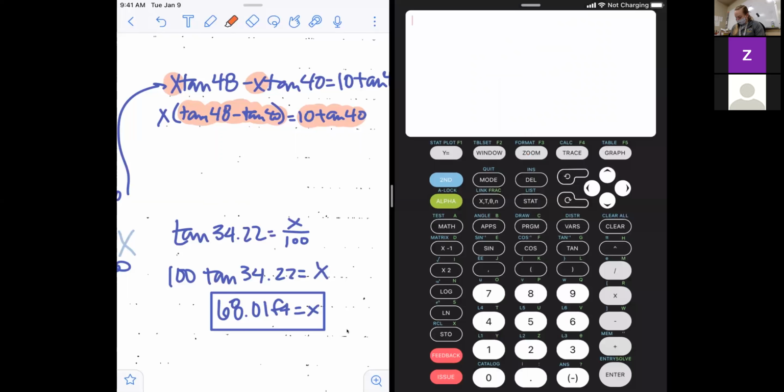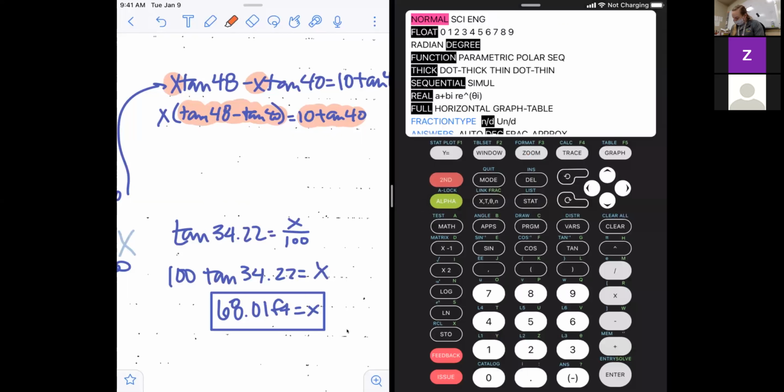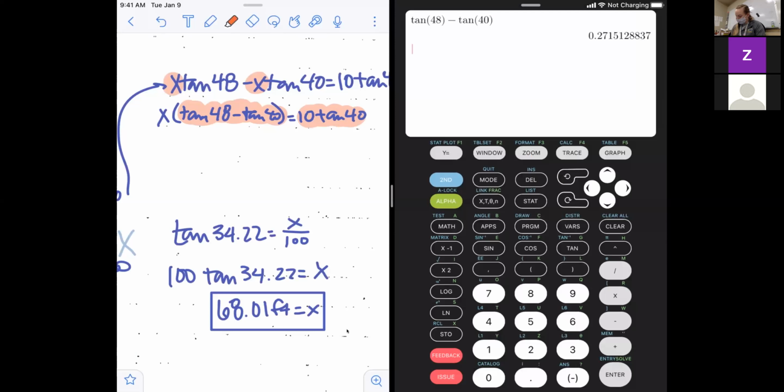So I'm going to write tan of 48 minus tan of 40. Wait, let's pause. What mode should I be in? Why? Because it's a degree. It's 40 and 48. They're both degrees. We got to be in degrees. So let me make sure I'm in the right mode. Yep, I'm in degrees. And I'm going to press enter and I get 0.2715.